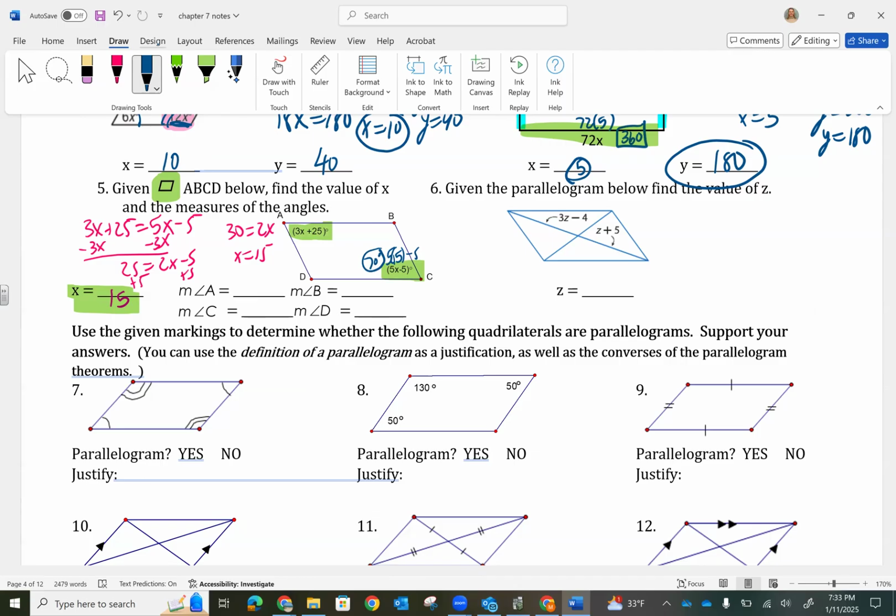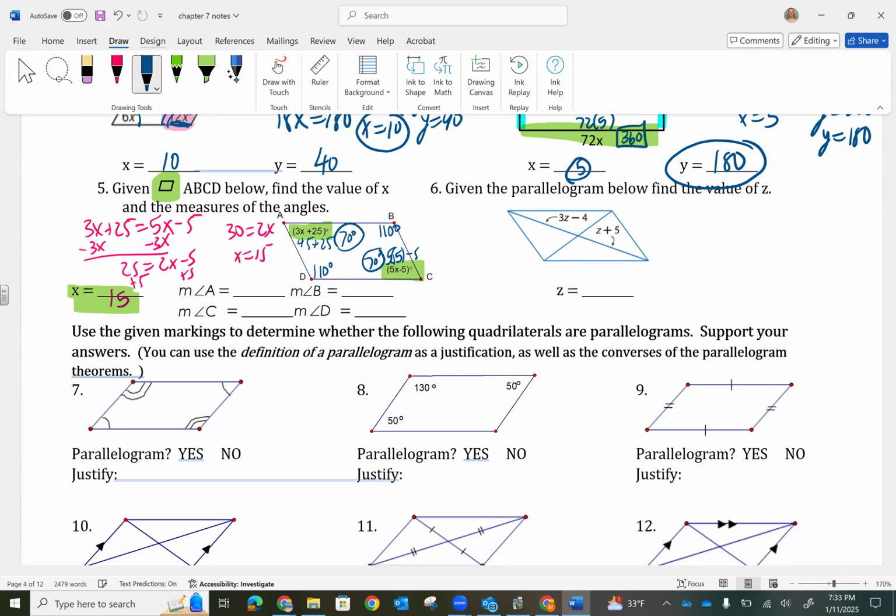Let's do it up here and see if it works. So 3 times 15 is 45 plus 25. That is 70 degrees. So the truth is, yes, both those angles are congruent. To find the other two angles, remember consecutive angles, since they're same side interior, will be supplementary. So this would be 180 minus 70, which would be 110. So these are both 110.